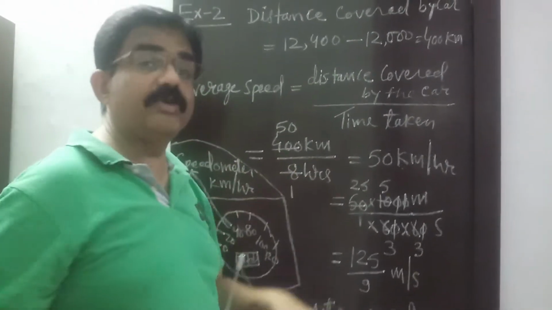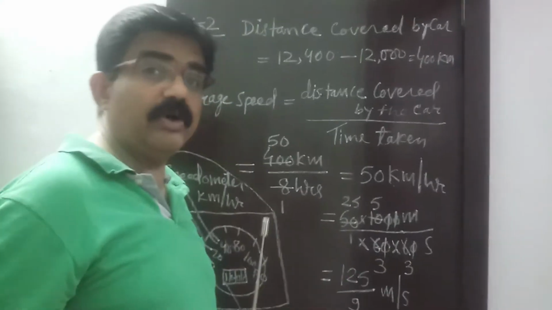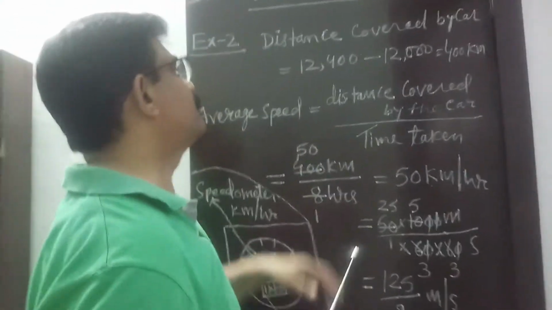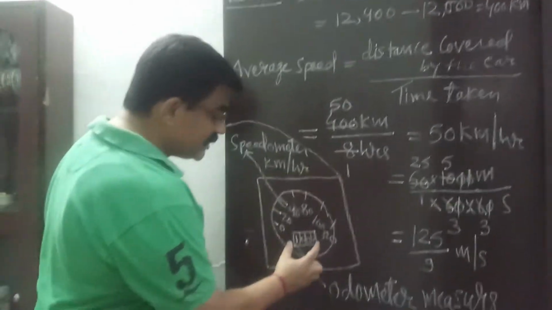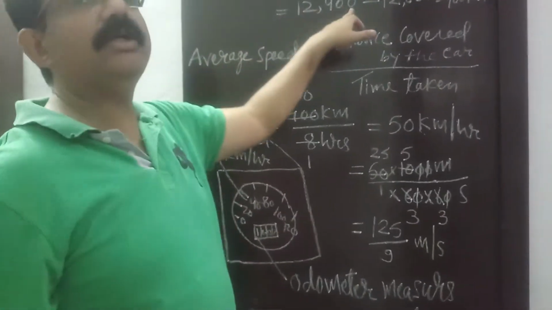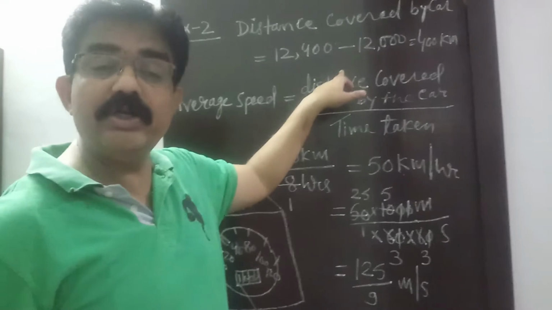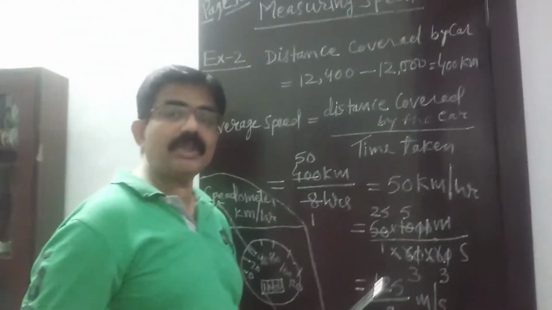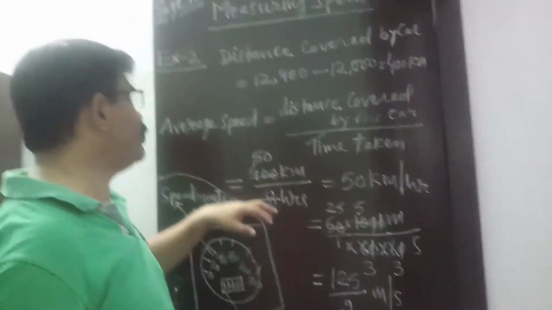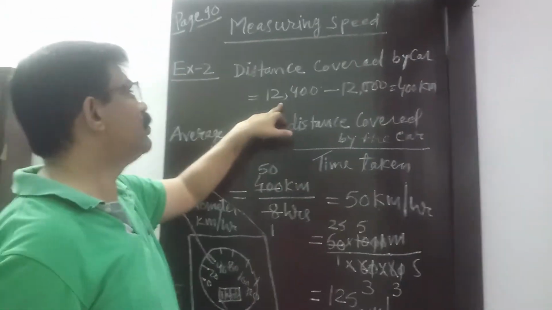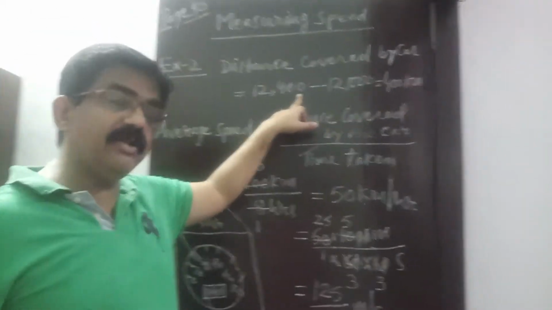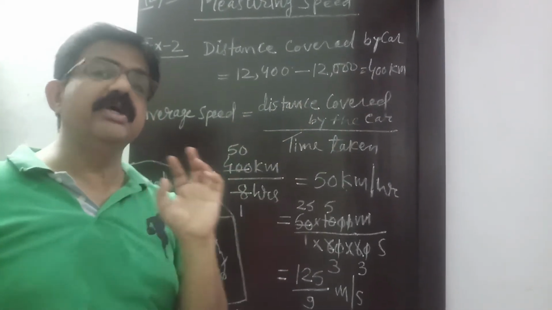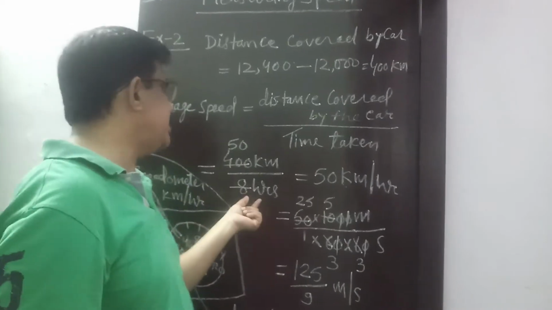after 8 hours, okay, you travel by your car till 8 hours. So after 8 hours, when you observe this odometer, you will read 12,400 kilometer. Okay, so how much distance have you traveled in 8 hours? 12,400, this is the final reading, minus 12,000. So 400 kilometer distance we traveled in 8 hours.